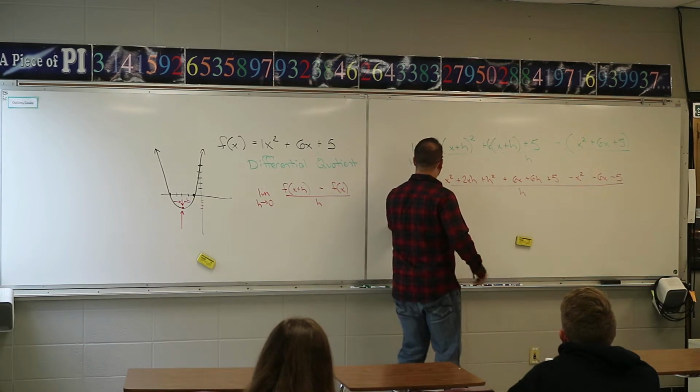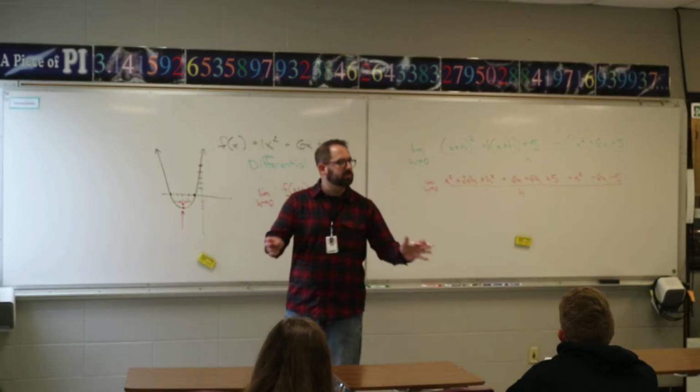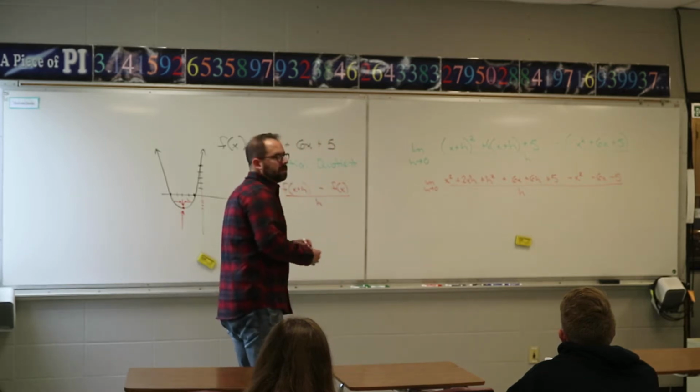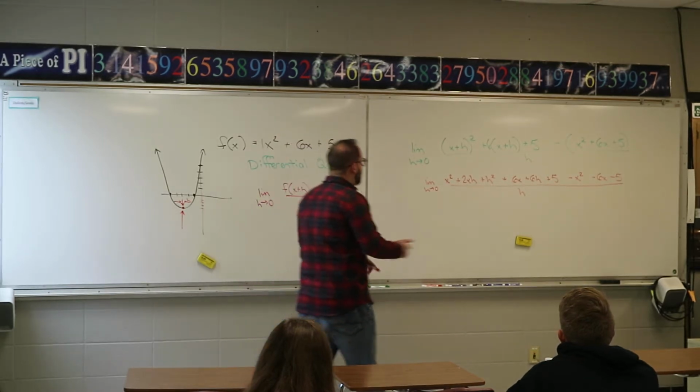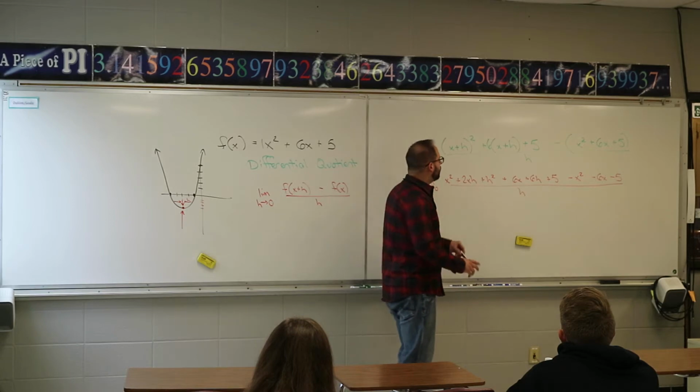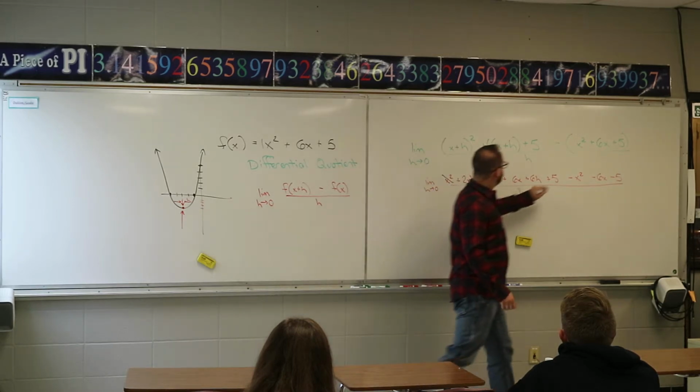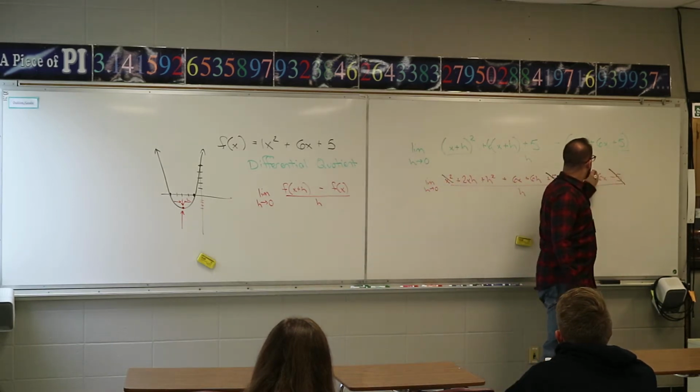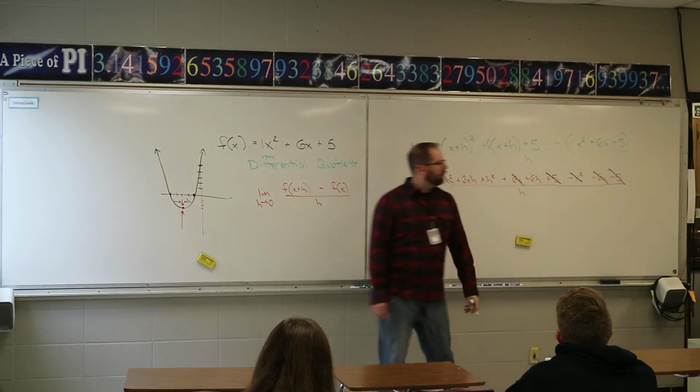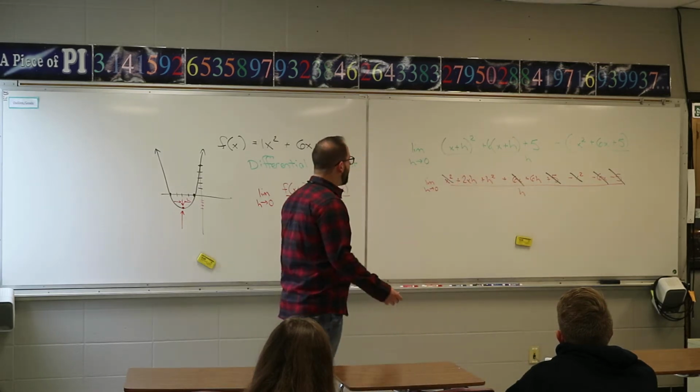h approaches 0, because I want that h to be as low as possible. I want it to approach 0. That's a limit as you get closer and closer to 0. Now, on the top, if you did this right, things without h's should cancel out. That's how you know you're doing this right. Okay? Only things with h's are left.